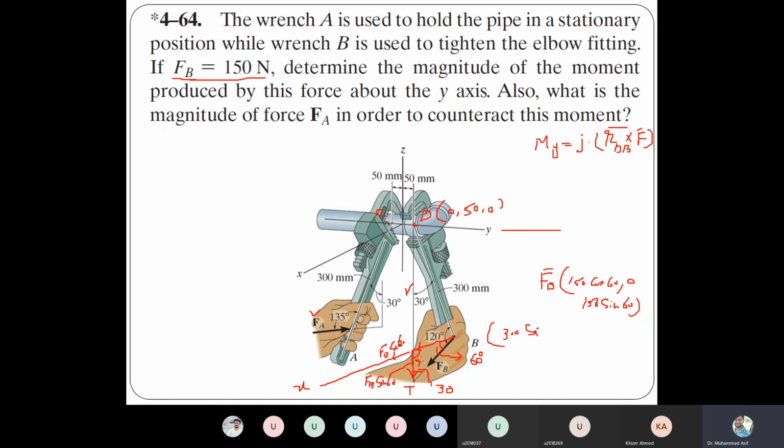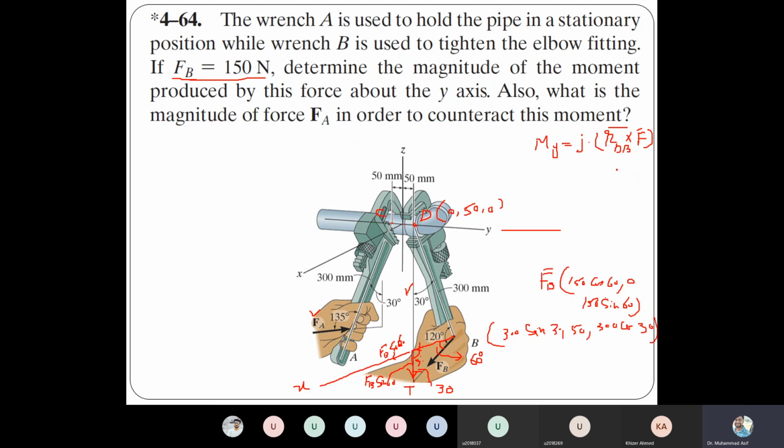So the coordinates of B will be 300 sine 30, comma, this is the x-axis and positive. Then the y-axis is this one, again positive, which is 50. And finally the z-axis is 300 cos 30. So the remaining is just calculation.